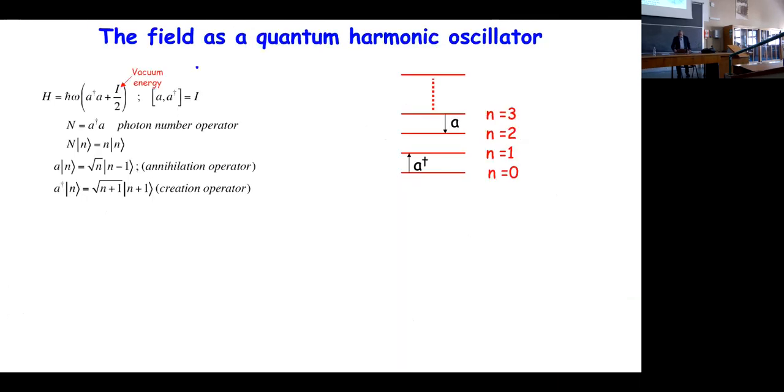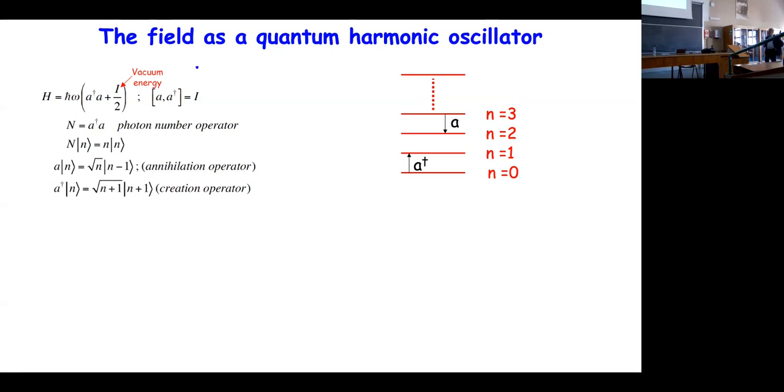Now, what about the field? The field is a quantum oscillator. And as we know, a quantum oscillator is defined by equidistant levels, which correspond to the quantum number 0, 1, 2, 3, and so on. This is just equivalent to a linear oscillator in a trap.